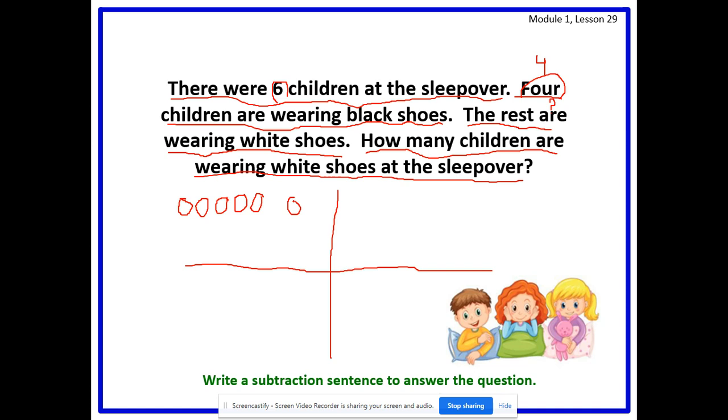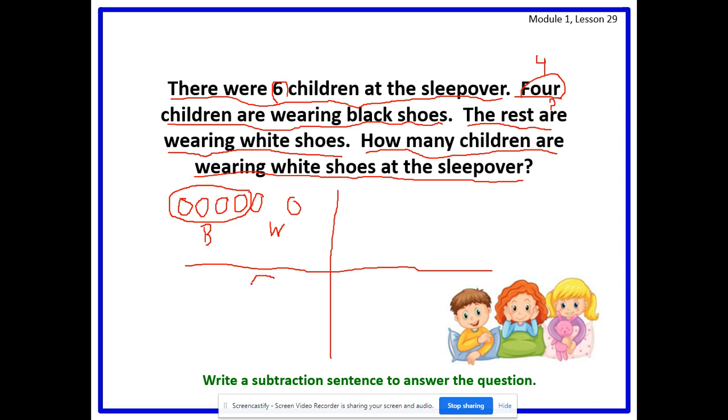Second key point says that we should circle the part that is given. Well, what is our part? We know that 4 children are wearing black shoes and the rest are wearing white shoes. So what is our part? Get ready. Yes, 4. So let's go ahead and circle 4. These are the children wearing black shoes. We can go ahead and write a B for black. And we put a W over here because we know these are the ones wearing white, the ones that are left, right?